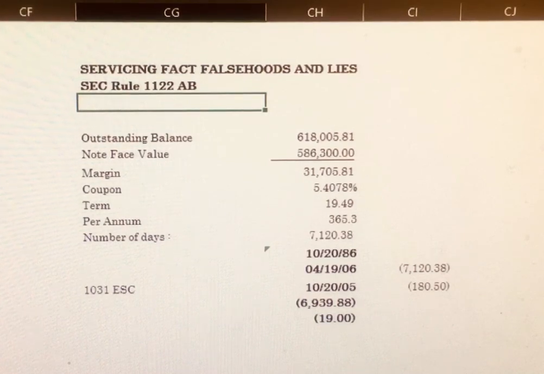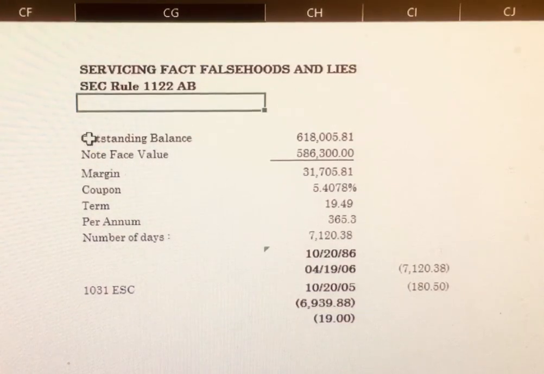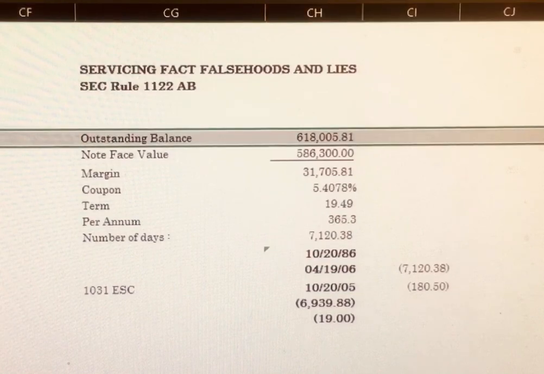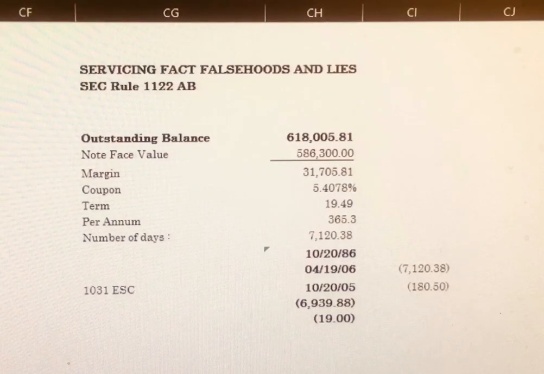I want to do a review of a couple of the sessions that we've already had. In this session, if you want to be properly prepared in doing your own case, your analysis should include the most recent servicing statement. That statement will show an outstanding principal balance. In this case, we have an outstanding principal balance of $618,005.81.